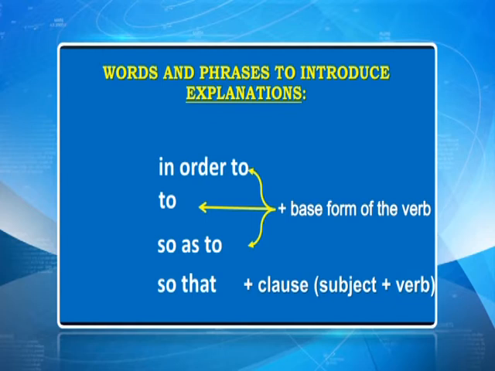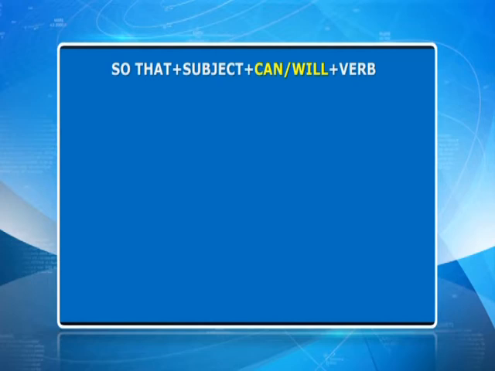However, with so that, which is another expression that we use to introduce a purpose, it is used differently. After so that, we use a clause, and clause means a subject and a verb. Now, sometimes we use a modal auxiliary with so that. Okay? Have a look at the following structure. We use so that, followed by a subject, and then we use a modal auxiliary, can or will, plus verb.